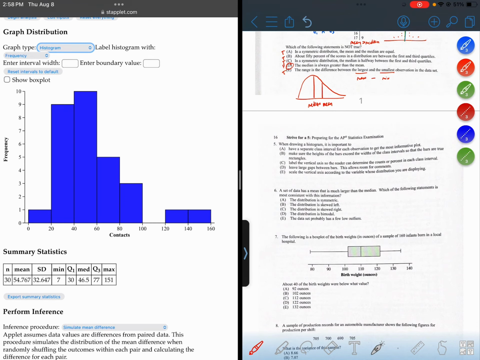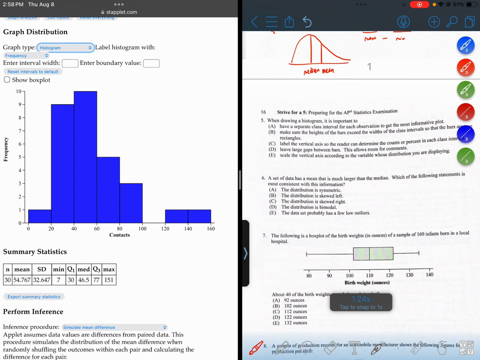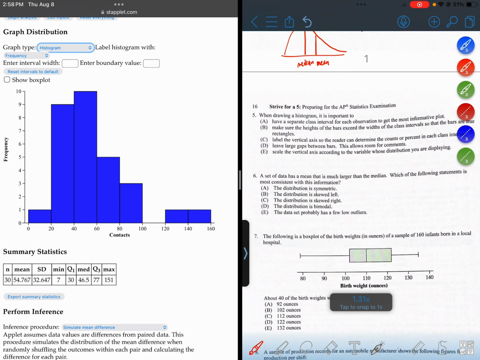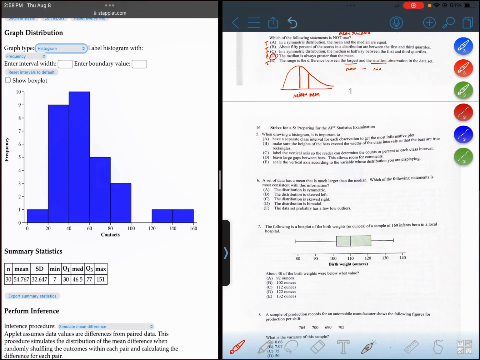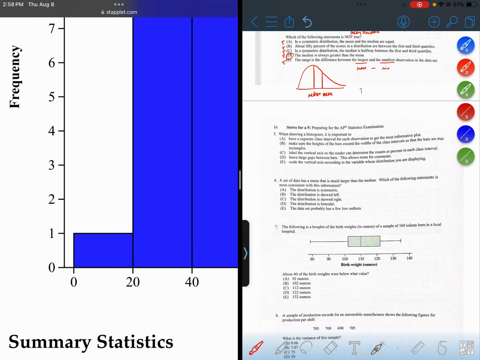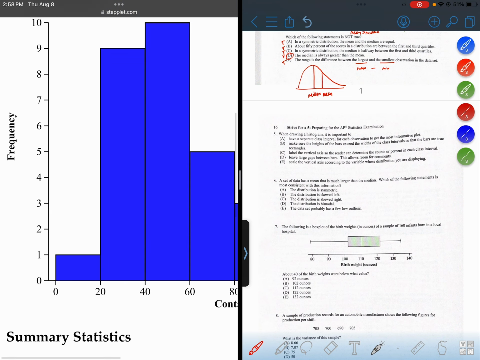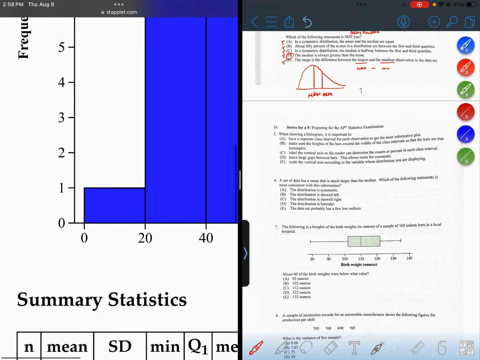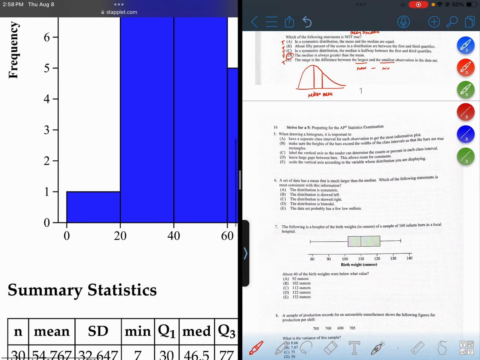Question 5. When drawing a histogram, it is important to do which of the following? All right, so I've got a histogram here on the left, and we're going to look at some of the characteristics. First thing I want you to notice is that the bars actually are touching each other. There's no space in between the bars. So where this bar representing values 0 to 20 ends, the next bar 20 to 40 begins.